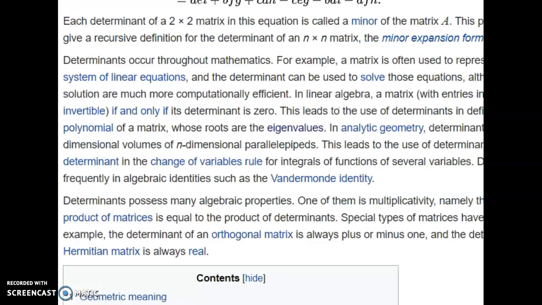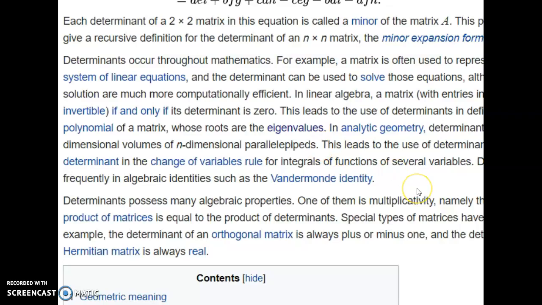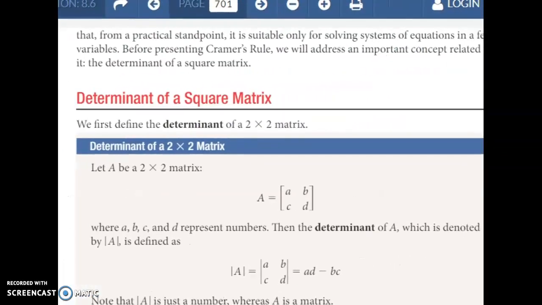And then they have some other important stuff here where they're talking about polynomials, characteristic polynomials, eigenvalues, things like that. So, far out mathematics to some point. And then actually here they're pretty much using determinants to figure out what Cramer's rule is, which I will define in a moment as well.